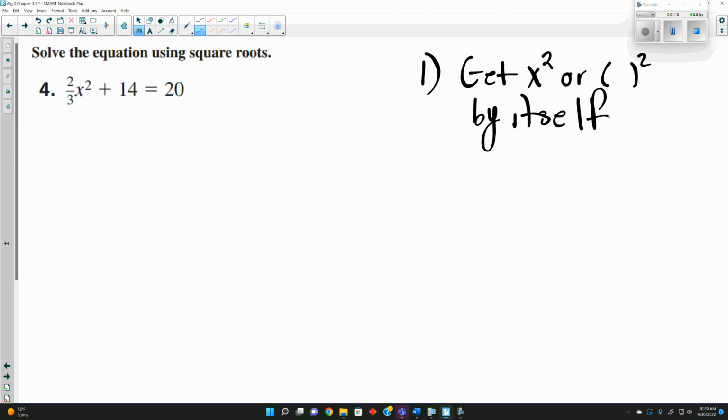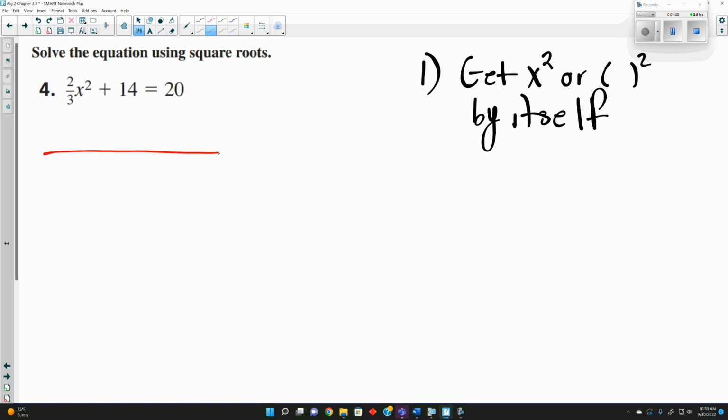Now the main setup where we can use the square root method is if we don't have a middle term, we don't have x to the first power, or the only variable x is inside parentheses squared. If we have one of those two setups, then we can use the square root method. For this one, we don't have x to the first power, we only have x squared, so we can use this method here.